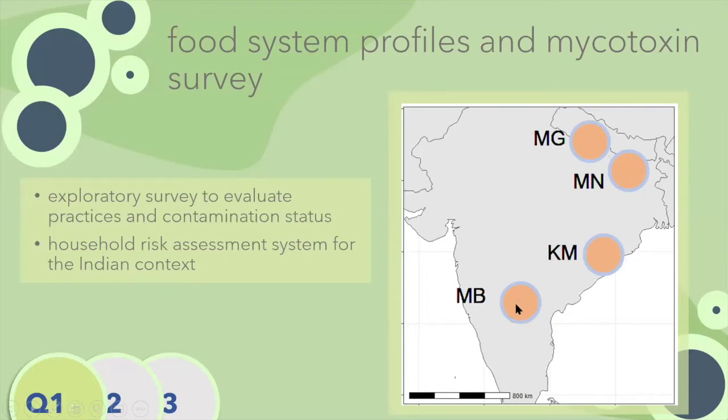And so these diverse food systems have really rich and distinct cropping systems which correspond to distinct risk profiles for aflatoxin accumulation. And so one of the outputs of this survey that I sought to develop was a system for assessing aflatoxin risk level in households across these Indian food systems.